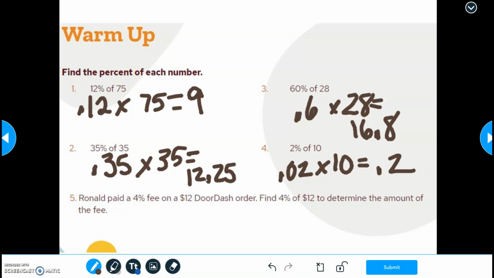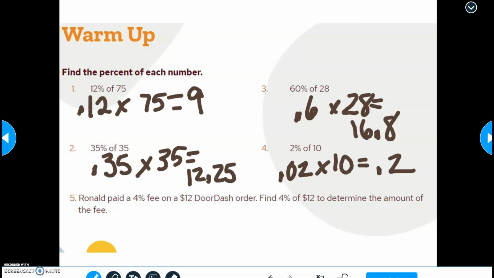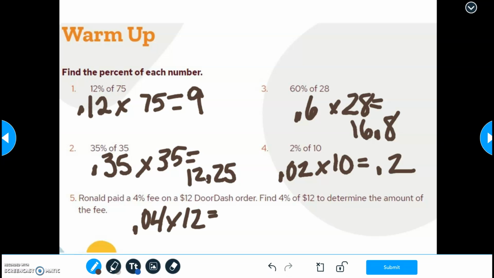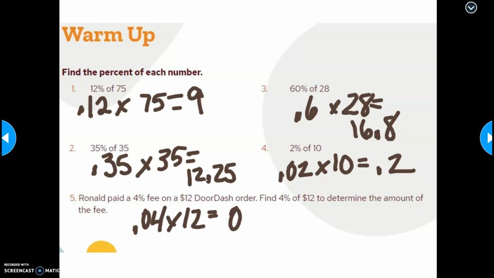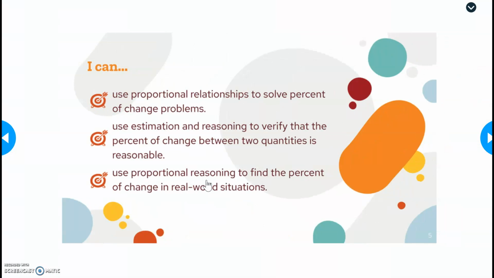Ronald paid a $4 fee on a $12 DoorDash order. Find 4% of $12 to determine the amount of the fee. So we're going to take 4%, which is 0.04 times 12. 0.04 times 12 is 0.48. So he spent 48 cents on that order. Once you've answered these, go ahead and click submit.